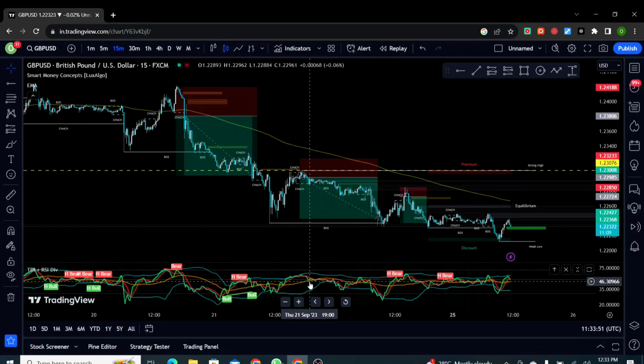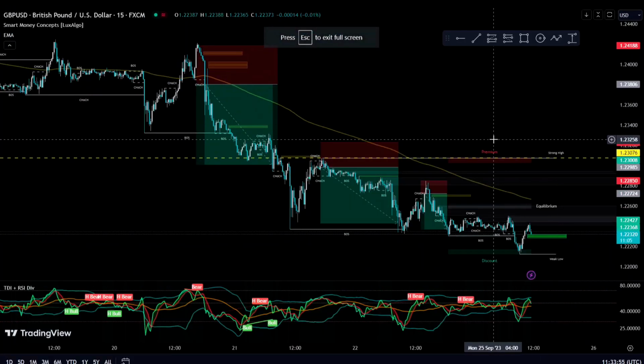Today we are going to go to another TradingView strategy that we can use for our day-to-day trading. Whether you are a beginner trader or a professional trader, this strategy might be useful for you. So without any delay, let's just go straight to the video.